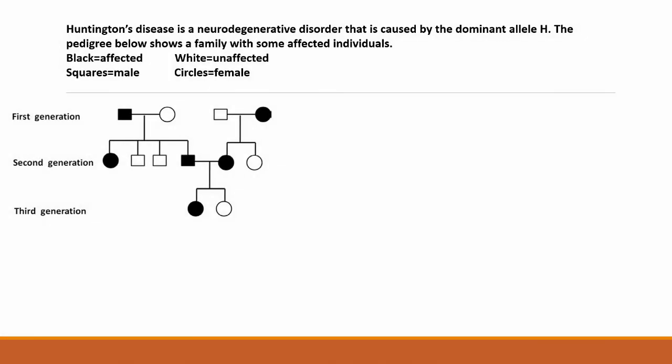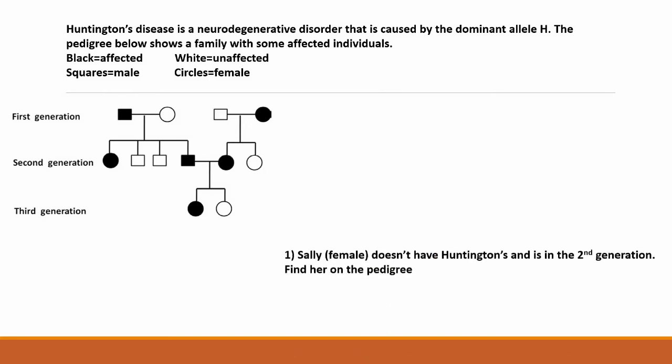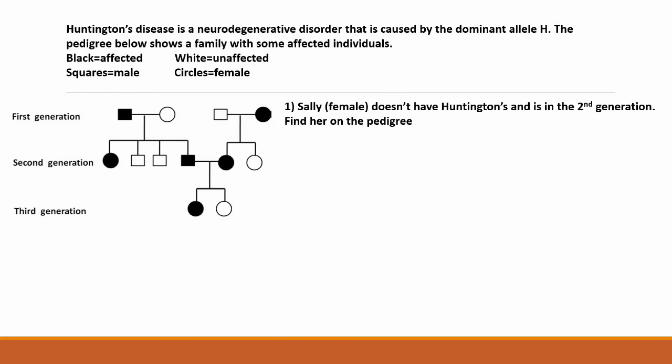Again, let's go through an example question. Huntington's disease is a neurodegenerative disorder that is caused by the dominant allele H. The pedigree below shows a family with some affected individuals. Shapes shaded in black represent an affected individual, while white signifies an unaffected individual, and squares signify male, and circles mean female. So first question is, Sally doesn't have Huntington's disease and is in the second generation. Find her on the pedigree.